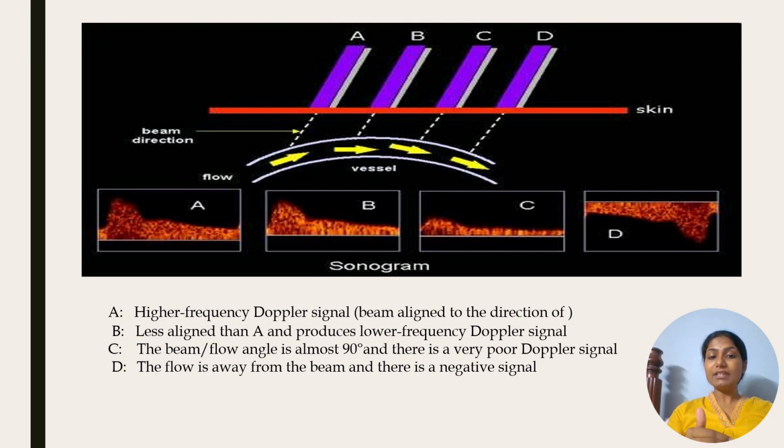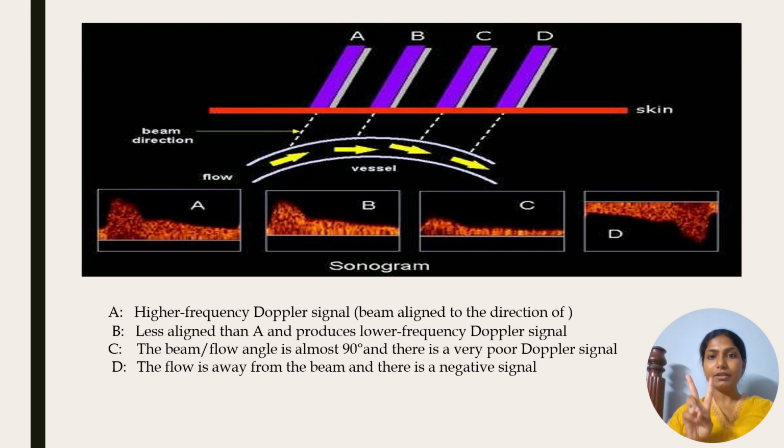And now coming to the C wave. So this beam is almost perpendicular to the flow. So it is perpendicular to the direction of the blood vessel. So what will happen? The Doppler signal is very poor because cos theta, that is cos 90, is 0. So we are not getting the proper Doppler signal. And now you see beam D. In beam D, the flow is away from the beam and there is a negative signal.